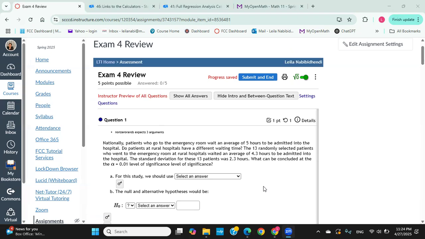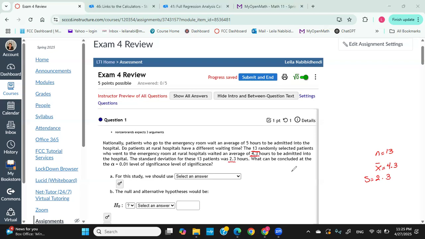That's the exact claim. The 13 randomly selected patients who went to the emergency room at rural hospitals waited an average of 4.3 hours to be admitted into the hospital. And the standard deviation for these 13 patients was 2.3. So these sentences just give me the information about the sample. The sample size, or n, is 13. The mean of the sample, or x bar, is 4.3. And the standard deviation of the sample is 2.3. It is S.